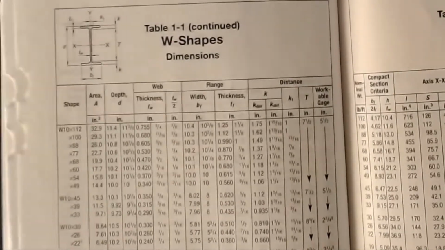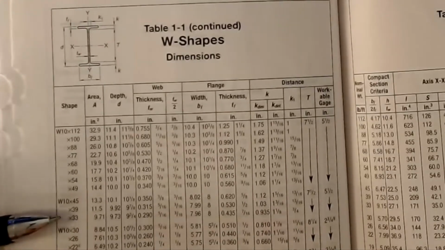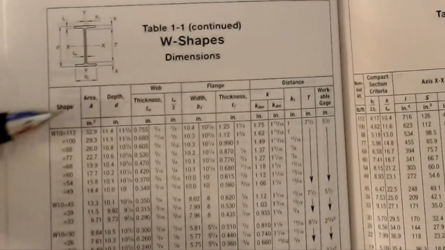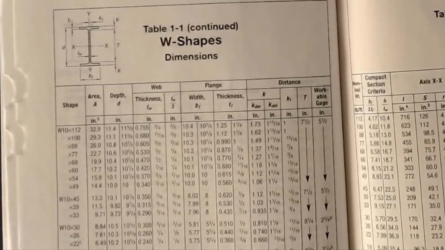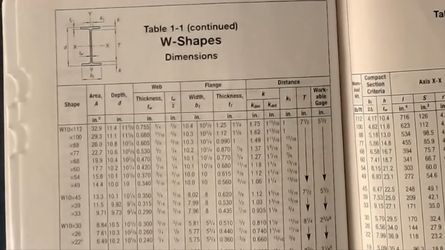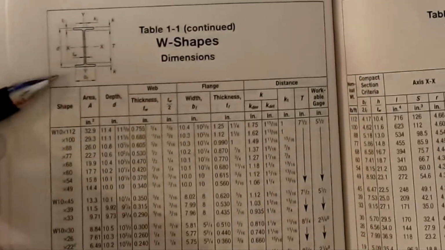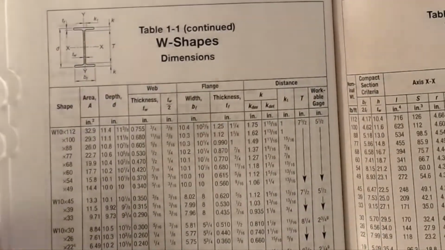Here I've got it set up so that you can see our 10 by 33 is laying right here on this line. So it's a W10 by 33. The W means that it is a W shape, not the letter W, but it stands for wide flange. This is your typical, what we call in the vernacular, an I-beam. You can see why it's called an I-beam. It's shaped like an I. It has a flange at the top, a flange at the bottom, and then relevant dimensions.